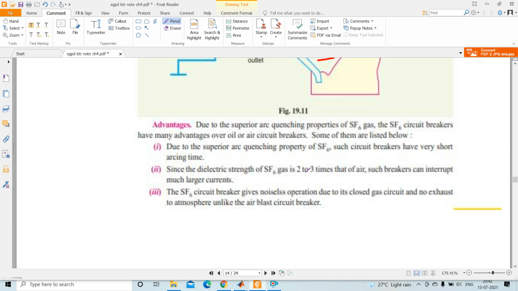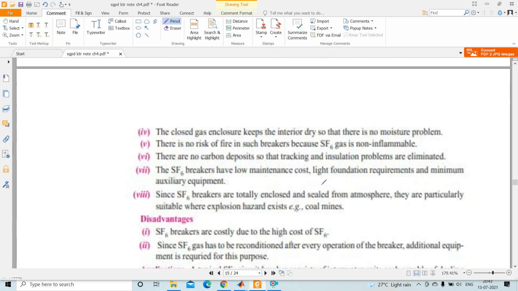The next one is that the dielectric strength of SF6 gas is 2 to 3 times that of air. Such breakers can interrupt much larger current, because the dielectric strength of the SF6 gas is 2 to 3 times that of air. So such breakers can interrupt a very large current rating. The SF6 circuit breaker gives noiseless operation due to its closed gas circuit and no exhaust to atmosphere, unlike the air blast circuit breaker. So these are the advantages of SF6, and many more are there also.